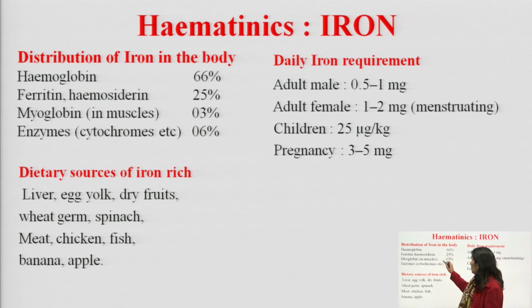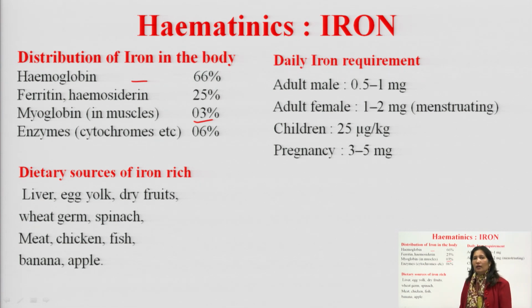Now, distribution of iron in the body. As I have told, hemoglobin requires 4 molecules of iron. 66% of the iron is present in hemoglobin. In the storage forms, 25% is stored as ferritin and hemosiderin, 3% in the muscle in myoglobin and 6% in enzymes, for example, cytochrome.